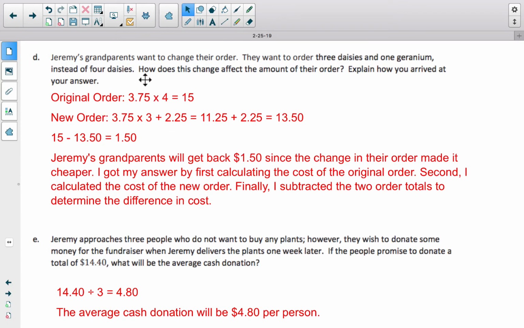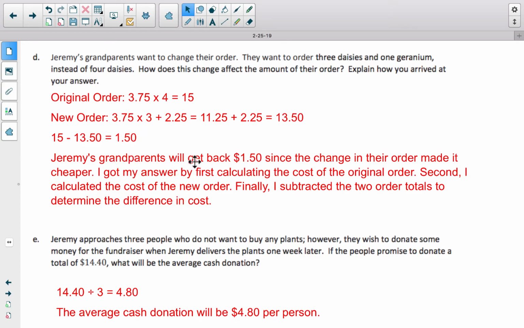All right, D, the original order was $15 because you had the $3.75 times 4. Now, the new order is $3.75 times 3 plus the $2.25. And you get all that information from the table. You can look back at the table to see where those numbers came from. Now, that ends up getting a total of $13.50. Because their original order was $15 and now the new order is $13.50, I subtracted to find the change. And the change in the amount is $1.50.